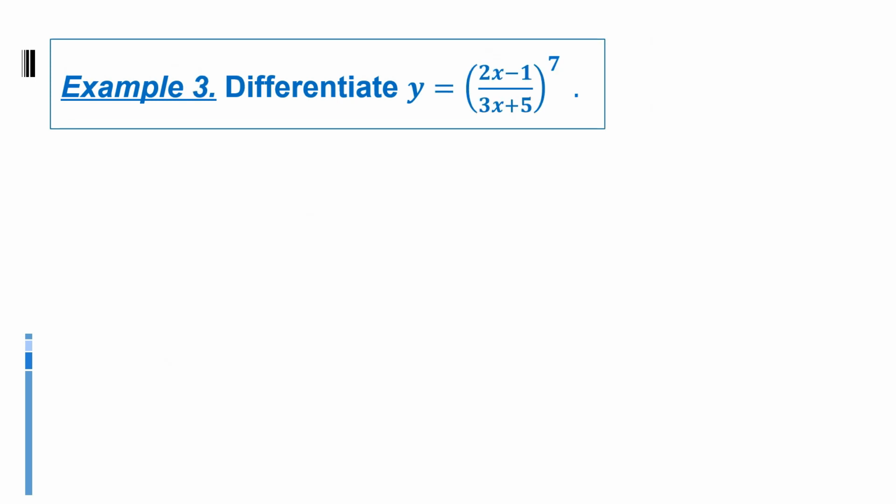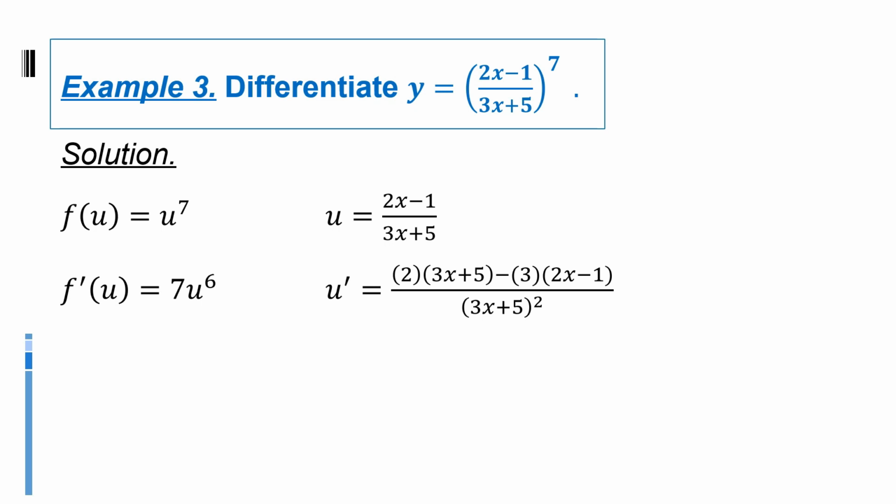Differentiate y equals the quantity 2x minus 1 all over 3x plus 5 raised to 7. So again, using our chain rule, hanapin natin yung f of u, which is u raised to 7, with a derivative of 7u raised to 6. And our u is 2x minus 1 all over 3x plus 5.